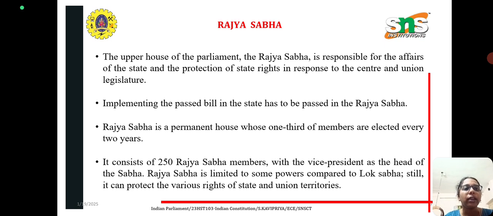It implements the passing of bills in the state which have to be passed in the Rajya Sabha. Rajya Sabha is a permanent house whose 1/3 of the members retire every year and new members are elected every 2 years. It consists of 250 Rajya Sabha members, with the president as the head of the Rajya Sabha. Rajya Sabha has limited powers when compared to Lok Sabha. Still, it can protect the various rights of the state and the union territories.